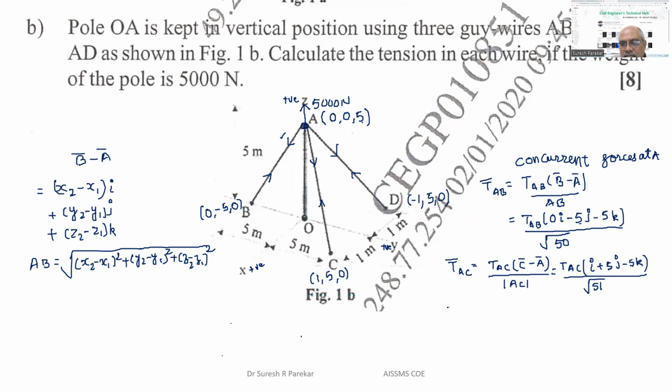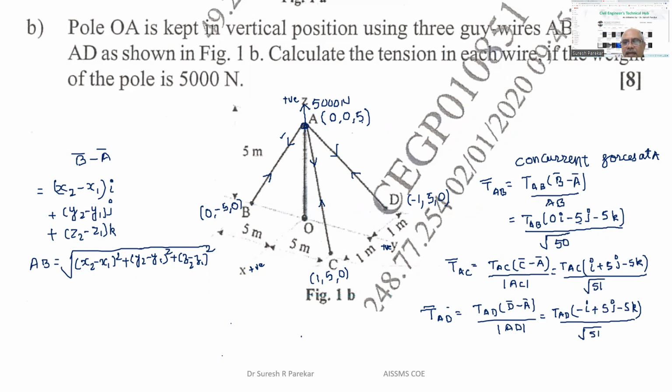And we have third, T bar AD, that is equal to TAD in bracket D bar minus A bar divided by AD. That is equal to TAD in bracket: D bar we have minus 1, 0, so minus I plus 5 minus 0, 5J, and 0 minus 5, minus 5K, and this will be, as it is, root 51.